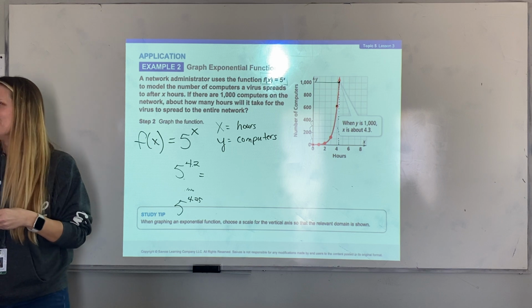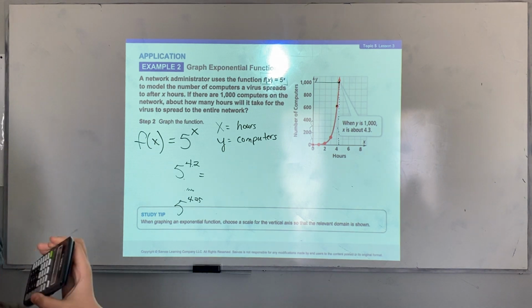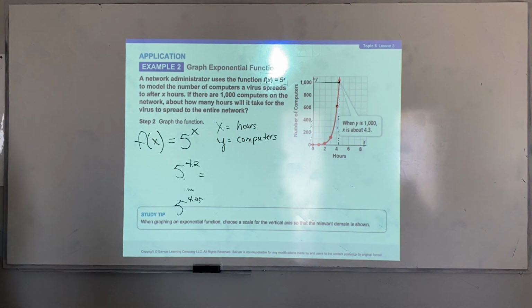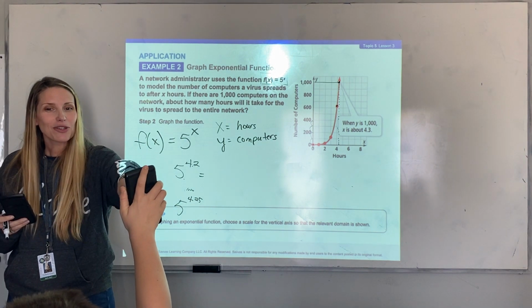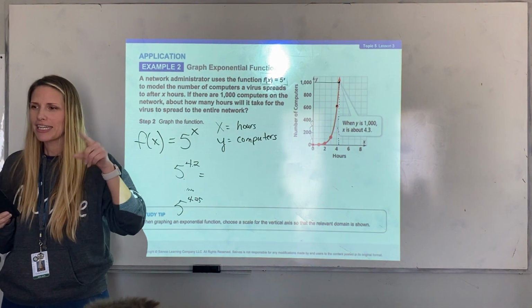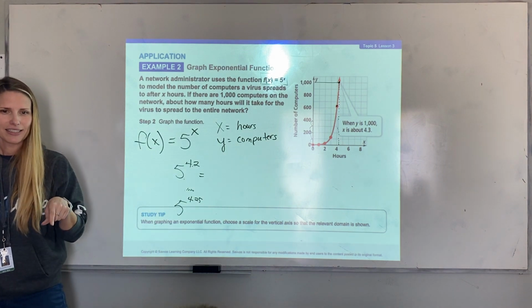What'd you use? Wait, I got it. Power 4.29. Let me see. Look, I got 4.29. You did! Oh, you got so close. He got 999.9.